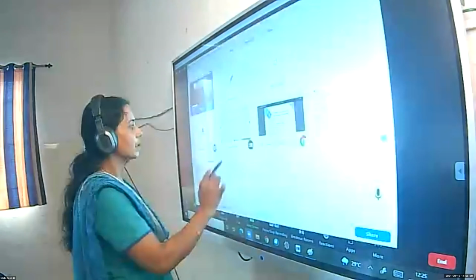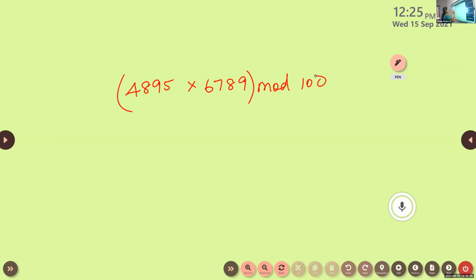Okay. So here 4895 into 6789 mod 100. So what you will get? 4895 mod 100 means you will get 95, into here when you take the remainder, is it 89, mod 100? Is it correct, children? Aparna? Yes, ma'am. A into B mod 100 is A mod 100 into B mod 100. Now find out what is 95 into 89. Find out.